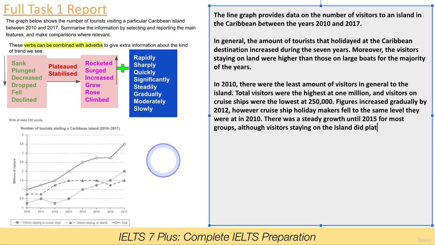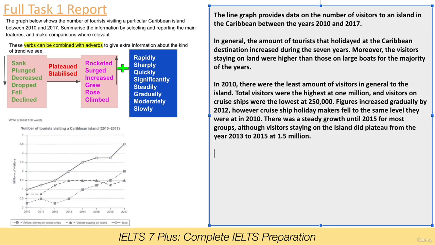Visitors staying on the island did plateau, and this is a tricky word to spell, E-A-U, from the years 2013 to 2015. And let's draw a figure at 1.5 million. Okay, let's have a read of this back.